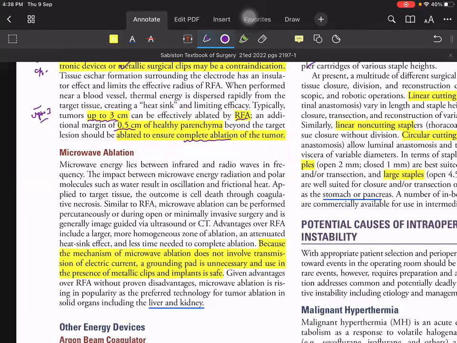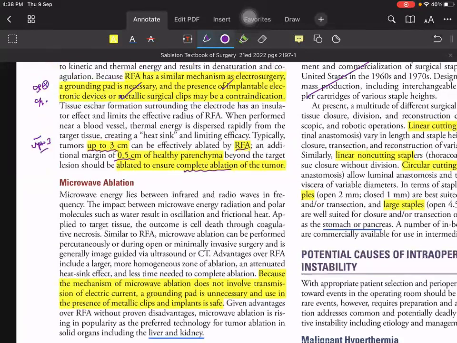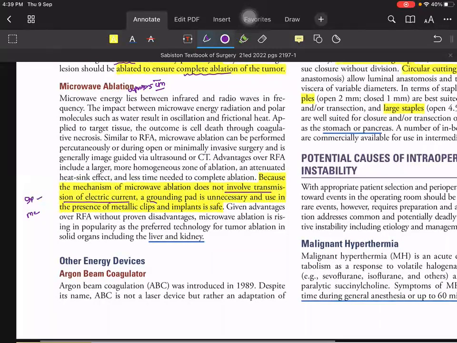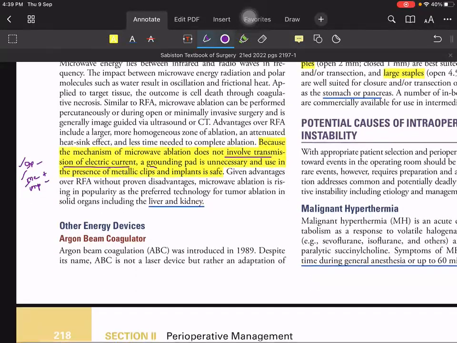Same like microwave ablation. Microwave ablation is even better. It works for the bigger lesions, around up to 5 centimeter, microwave ablation we can do. Because the mechanism of microwave ablation does not involve transmission of electric current, the ground pad is unnecessary. So here, no ground pad. And we can use it in case of metallic clips and implants. So this is the question they will ask based upon this. Suppose a patient has a metallic clip. What is the ablation of choice, they will ask. At that time, microwave ablation should be used in case of metallic clips and implants.